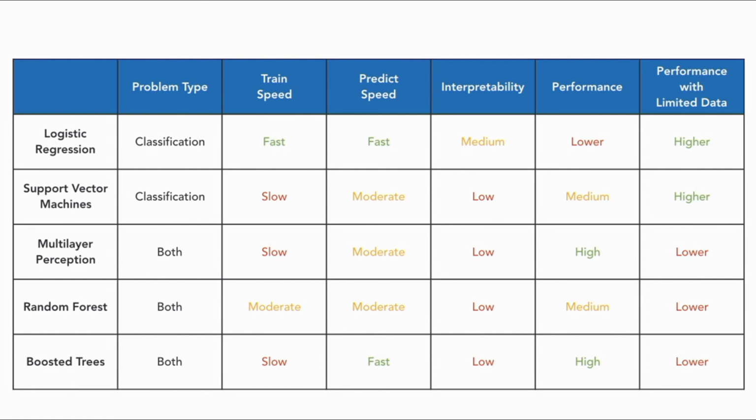SVM is the one that really excels here, especially when you have a lot of features, but not a lot of examples. Logistic regression also does quite well with limited data. The one that is severely disadvantaged with limited data is multilayer perceptron. Now that we've compared all these algorithms, let's compare them all based on performance on the validation set in the next lecture.